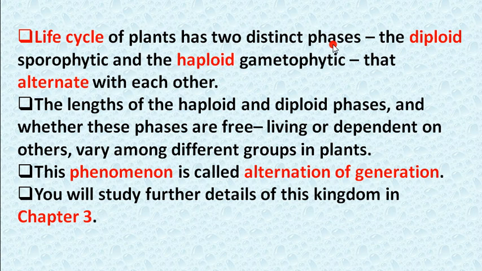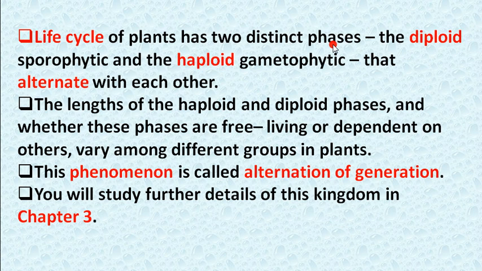There are two distinct phases, the diploid and haploid. Diploid means the chromosome number is 2, and haploid means only a single chromosome set is present. So diploid is called sporophytic and haploid is called gametophytic. This is very important and we will study it in detail in chapter number 3, but here you have to remember this.